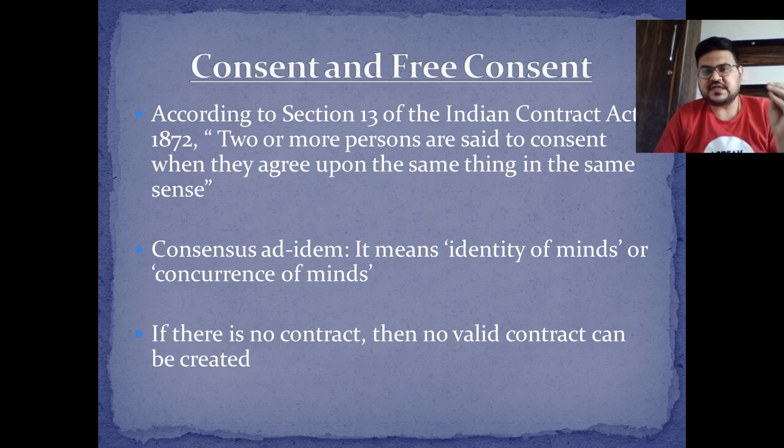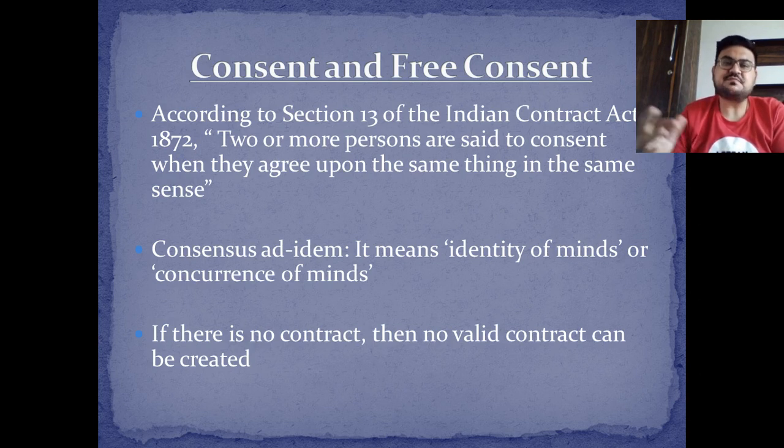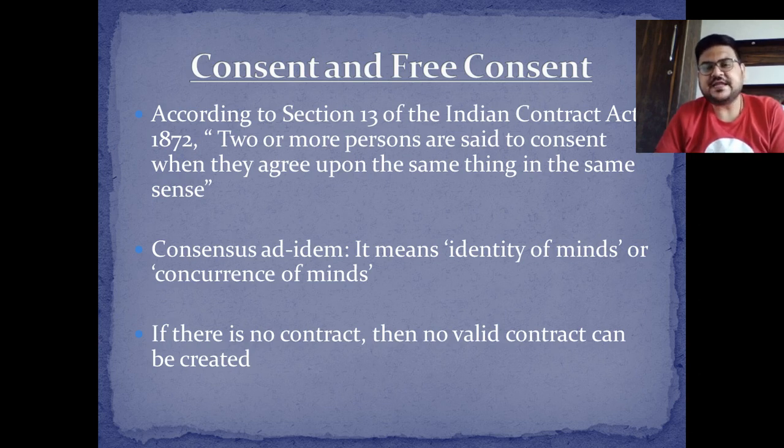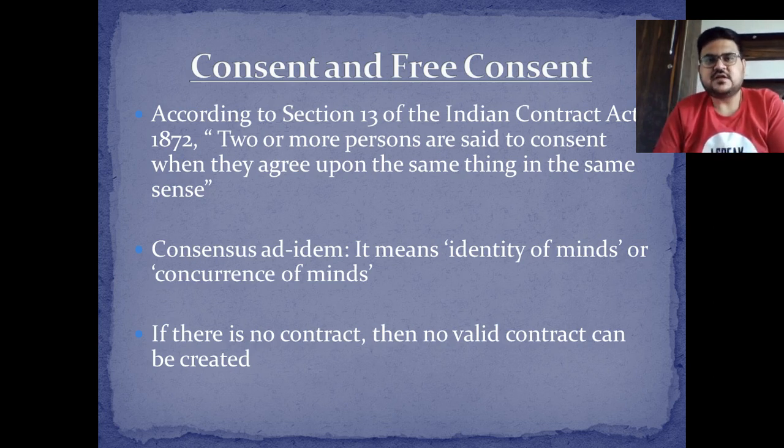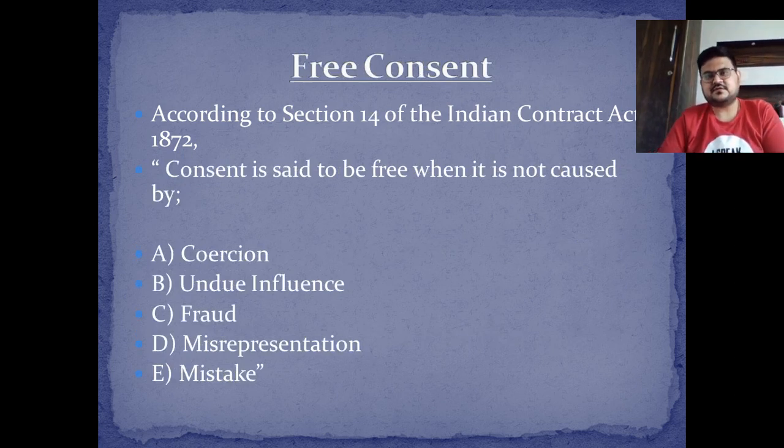So in the example, let's say Mr. A is willing to sell his bike for rupees 50,000 to Mr. B. Has Mr. A agreed for that transaction? The answer is yes. Mr. B is going to pay 50,000 rupees. Has Mr. B agreed for that transaction? If both have given free consent, like an agreement is done, if both of them agree, then it is called free consent. It is also called consensus ad idem. That means identity of minds or concurrence of minds. If there is no consent, no valid contract can be created. Now, we'll understand this in deeper meaning.